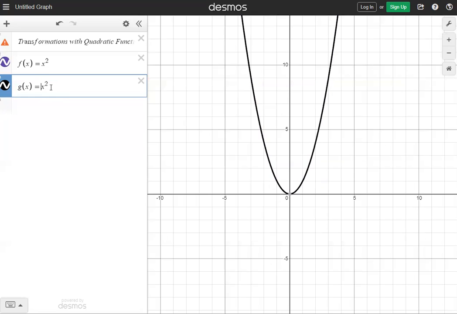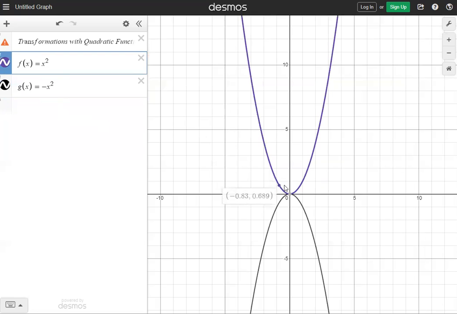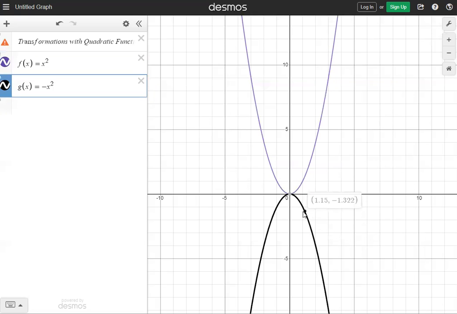And you can also do reflections. So if I put a negative on the outside like this, I get negative x squared, which is basically taking the purple function and flipping it over the x-axis. So this is called a reflection over the x-axis. If you put a negative on the outside, the function is going to flip over the x-axis. So that is a reflection.